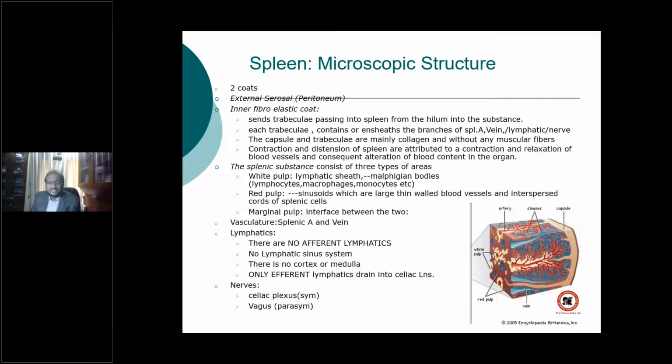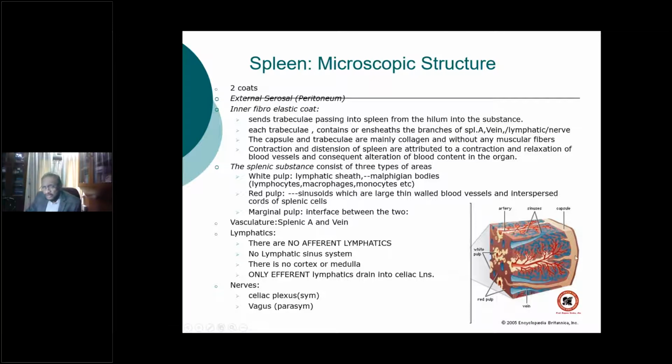One is the external serosal, which is the visceral peritoneum. Every organ which is intra-abdominal has got a visceral peritoneum, and the inner fibroelastic coat is important. Now if you look at this, this is the fibroelastic coat. This is the capsule, made up of what? Made up of collagenous tissue, without any muscular fiber. There are no muscle fibers here.